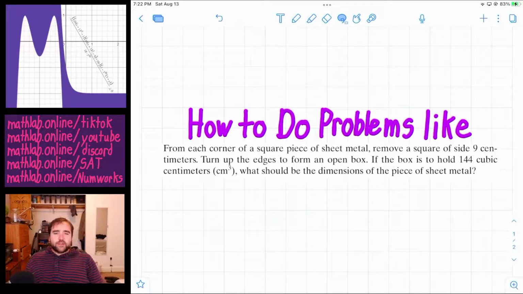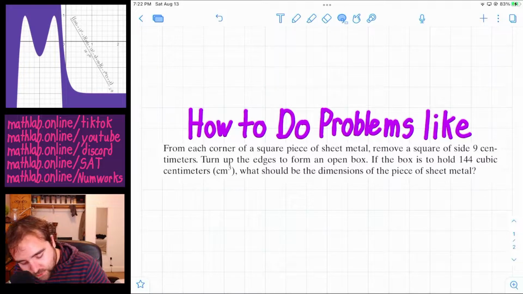All right, let's take a second to read the problem. From each corner of a square piece of sheet metal, remove a square of side 9 centimeters. Turn up the edges to form an open box. If the box is to hold 144 cubic centimeters, what should be the dimensions of the piece of sheet metal?